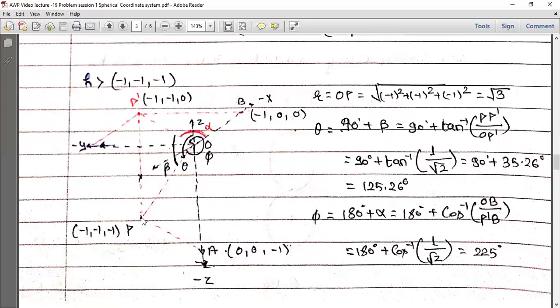How do you find the coordinates? The distance of point P from the origin will be equal to the square root of 3. It is the same as we had already found.